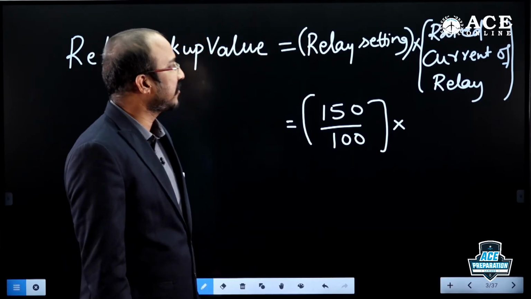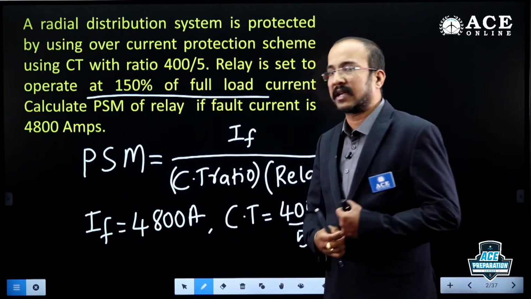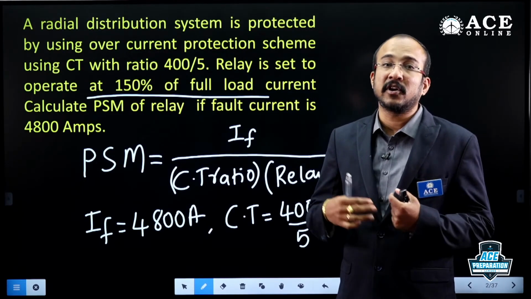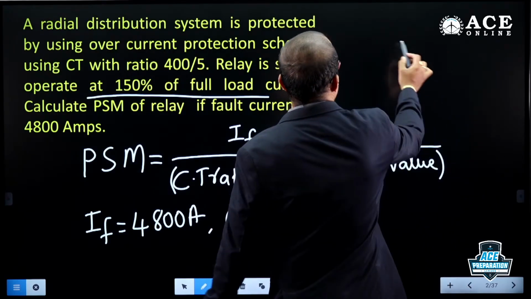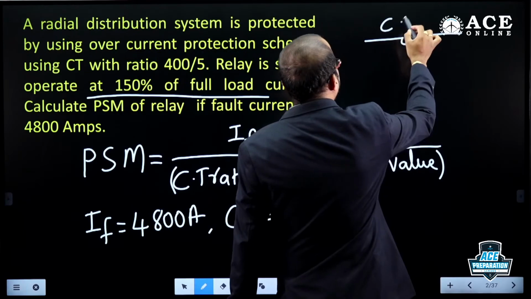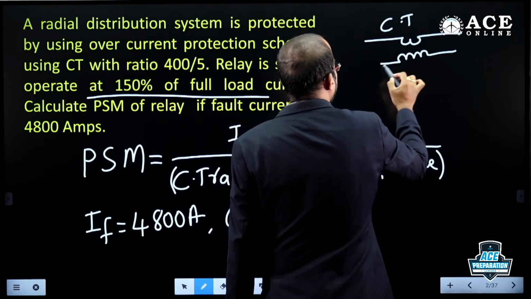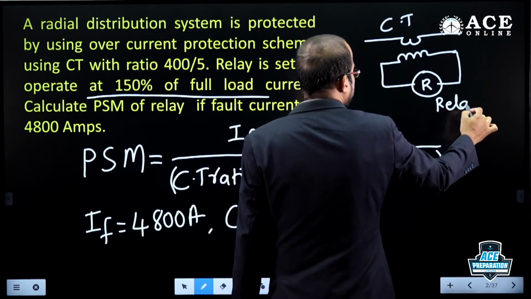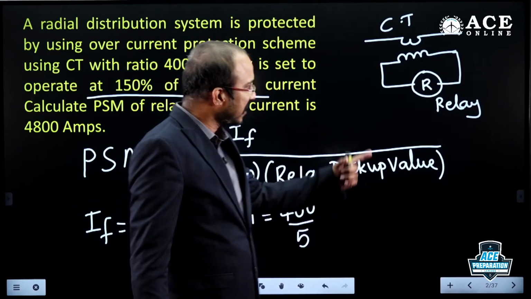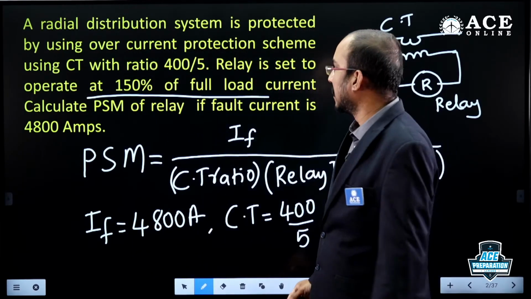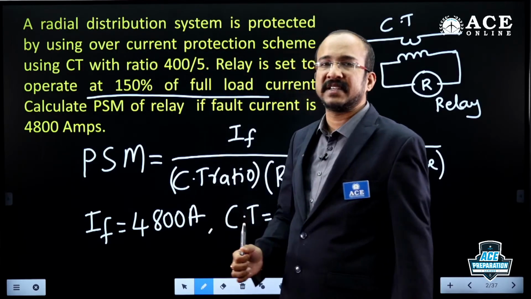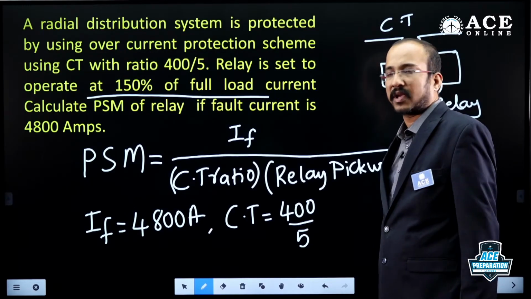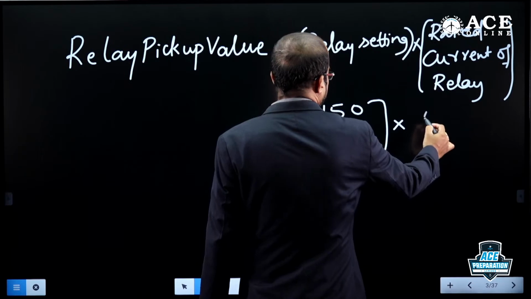What about the rated current of the relay? Here, the rated current of the relay is also not given in the question. So whenever it is not specified, what do you need to take? Where is the relay connected? If you observe the CT, the relay is connected to the CT secondary side, yes or no? If the rating of the relay coil is not given in the question, by default, we need to take the rating of the CT secondary as the relay coil rating. So the CT secondary rating is 5 amperes, so here you need to take it as 5 amperes.